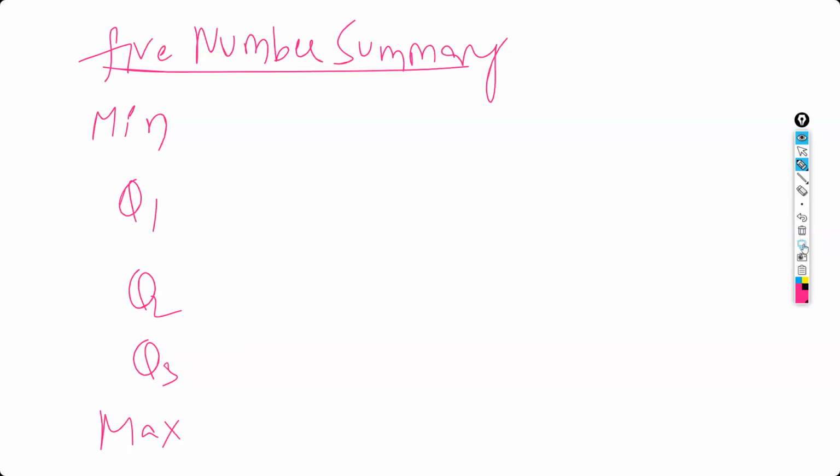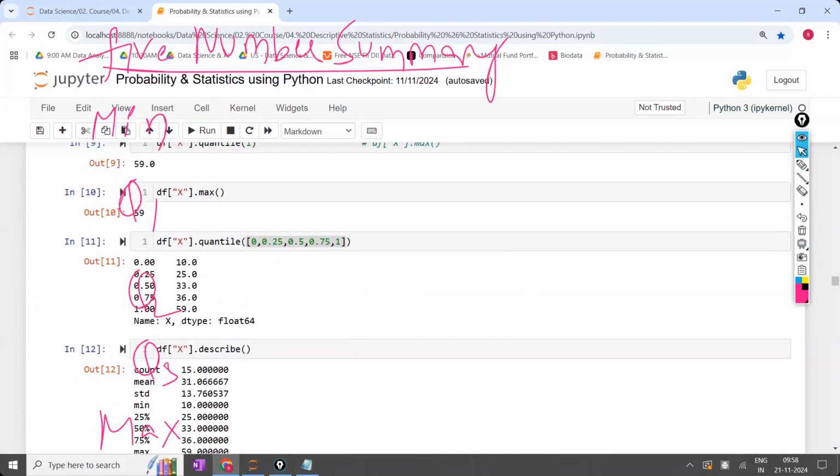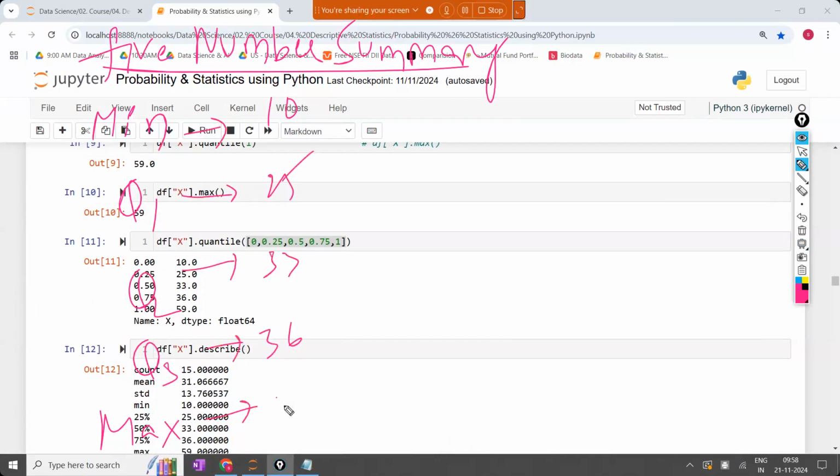Now, for the given data set, I have calculated the five numbers. The minimum value is 10, Q1 is 25, Q2 is 33, Q3 is 36, and the maximum value is 59. So just now we have completed all the 5 numbers for the given data set.